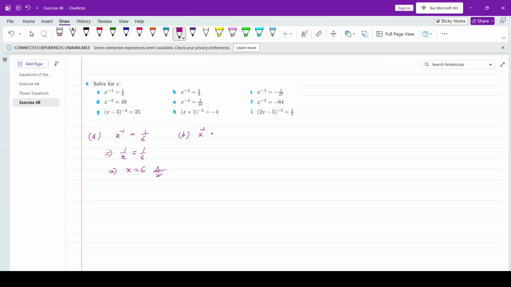X raised to the power negative 2 is equal to 1 divided by 9. So we can write it 1 divided by x raised to the power 2 is equal to 1 divided by 9, and hence x squared is equal to 9. Now this power is even, therefore x is going to be positive or negative square root of 9. Now 9 can be written as 3 squared. Therefore this number is going to be positive or negative 3.